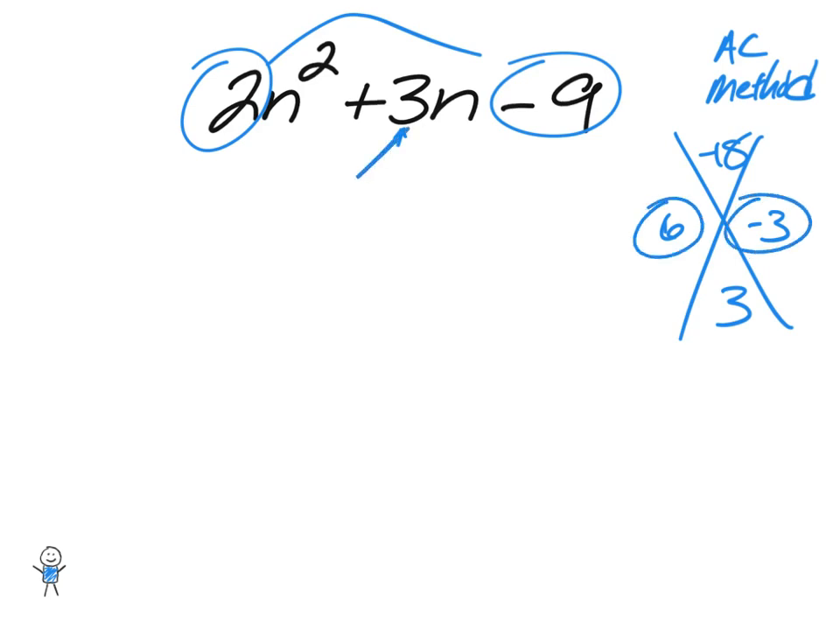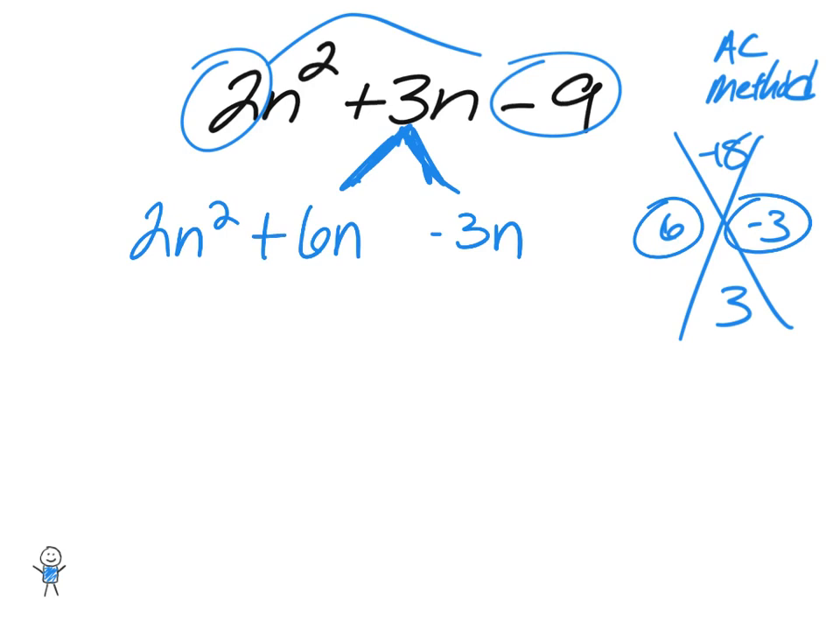I'm going to break down my middle term here into those factors, which would be 6n and a minus 3n. That would combine to give me the positive 3n. And then just bring down the 2n squared and the minus 9. Now recall that I have a 4-termed polynomial like my first slide of this video presentation, and I'm going to factor this by grouping. Group the first two, group the second two together, and let's pull out the greatest common factor of each.